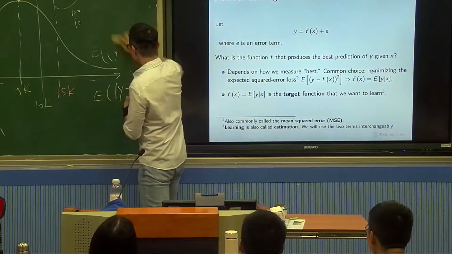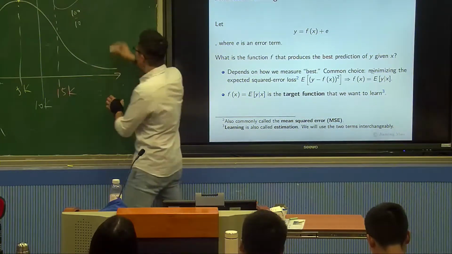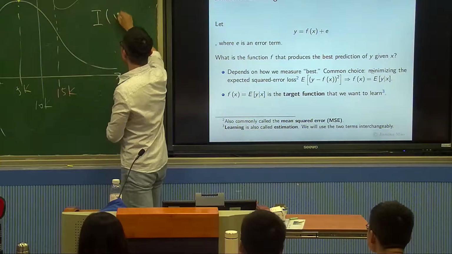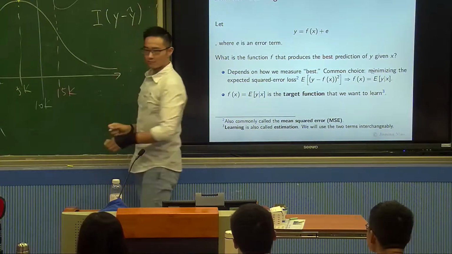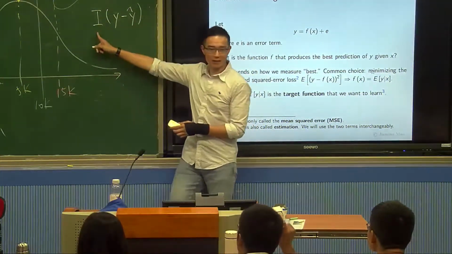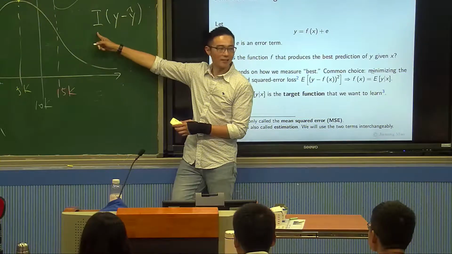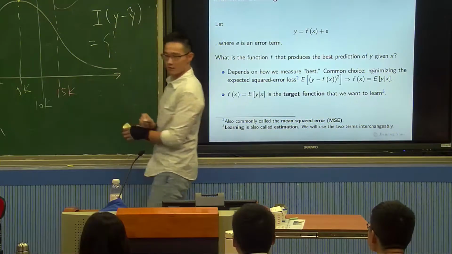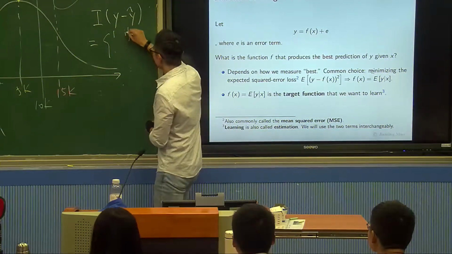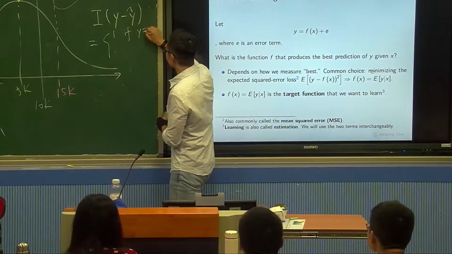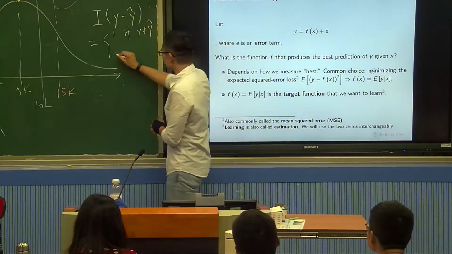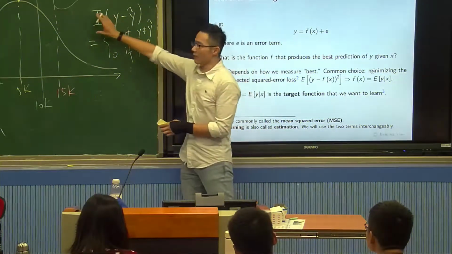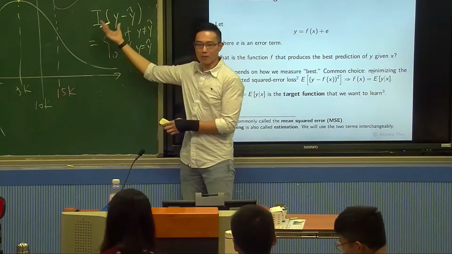Well, if you want to minimize this, the loss function that will give you the mode is I(Y ≠ Y hat). Do people know what this I typically means? Indicator function, right? Which means that this is equal to 1 if Y is not equal to Y hat, and equal to 0 if they are equal. Now, this is a loss function, the error measure, meaning that we want to minimize this.